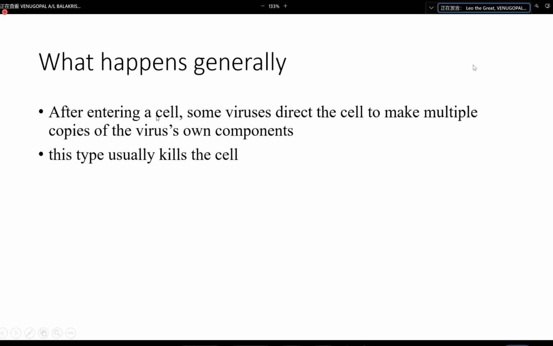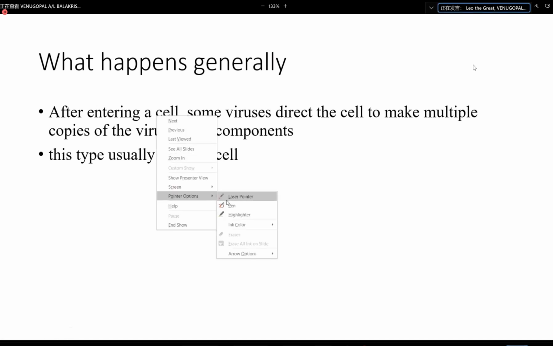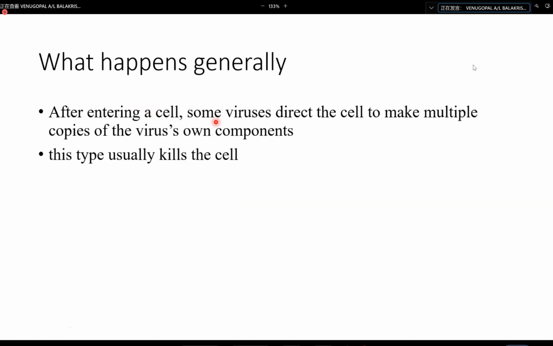after entering a cell, some viruses direct the cell to make multiple copies of the virus's own components. This is the typical way that the virus infects the cell. Once infected, they instruct the cells to make multiple copies of the virus, and when they reach 100,000 or a million copies, they usually kill the cell. They have two pathways, lytic and lysogenic. Is that correct? Yes. Correct.